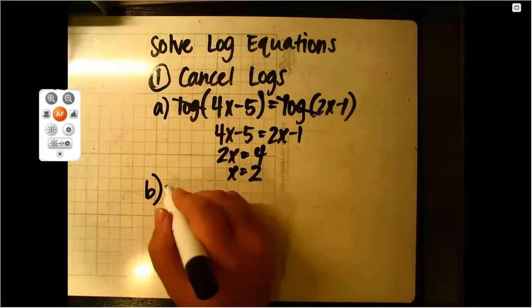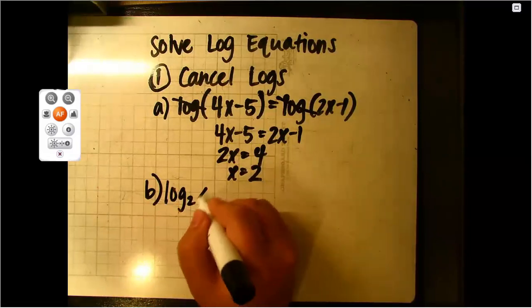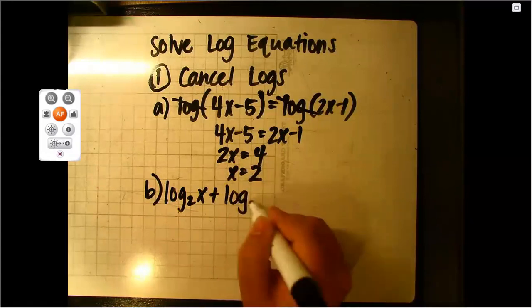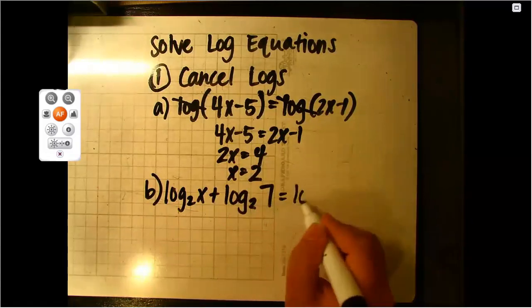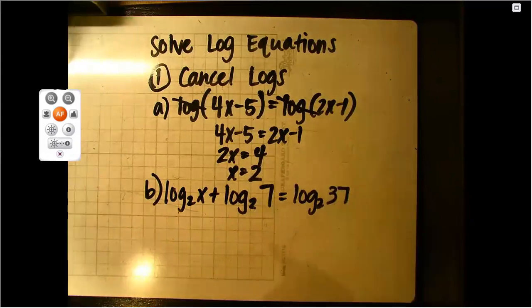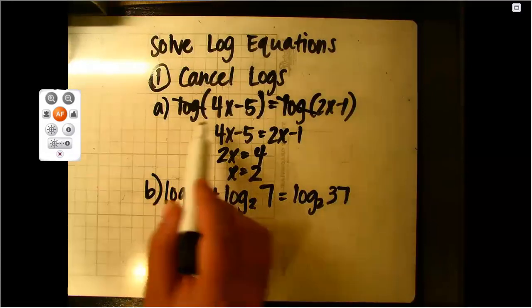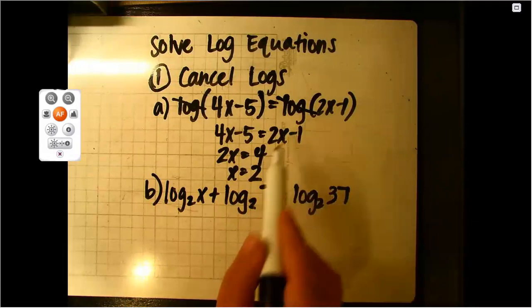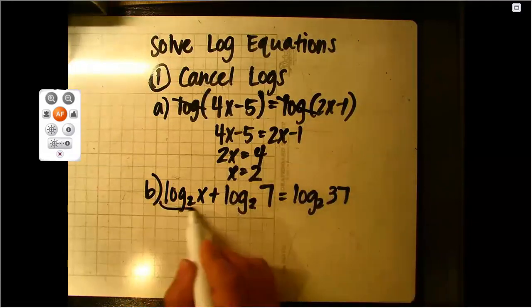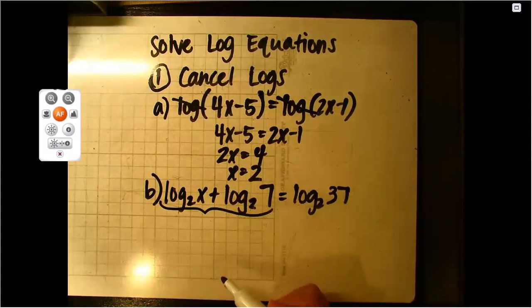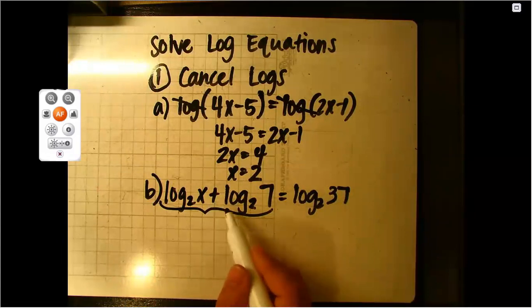All right, for our second example, looks a little bit different. We got log base 2 of x plus log base 2 of 7 equals log base 2 of 37. All right, so now I have three different logs. I cannot cancel them until I get down to just a log equals a log. That's the only way you know they're going to be the exact same. So before I cancel, I need to combine these two logs to 1 so that I have one log on both sides. All right, well, we can use our properties of logarithms, because if I add logs together, I can push them together and condense them using multiplication.